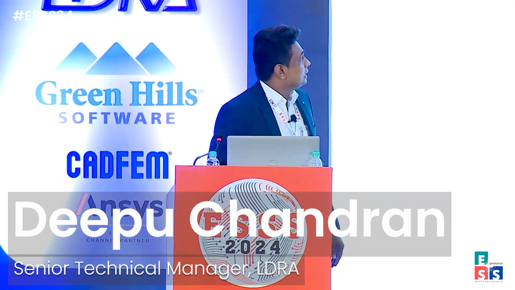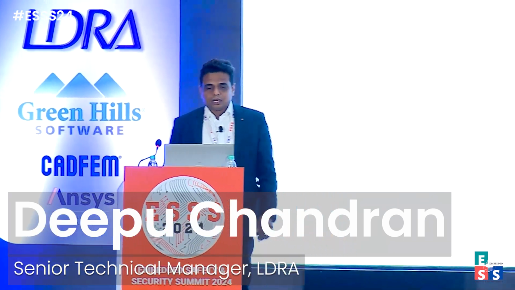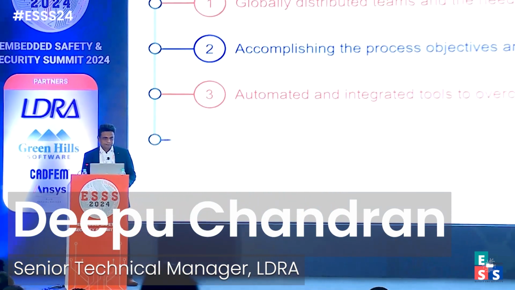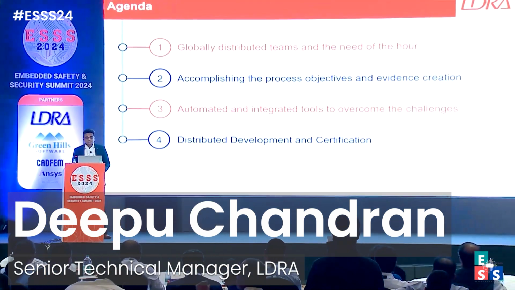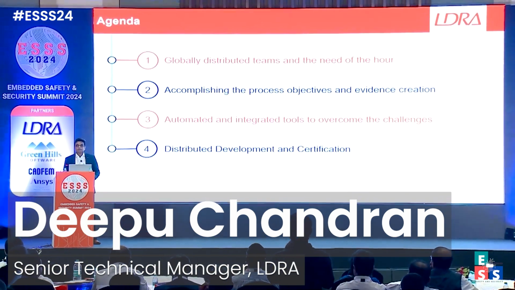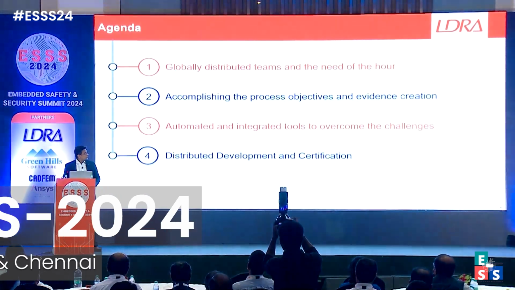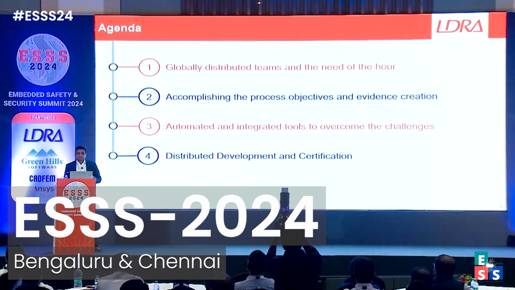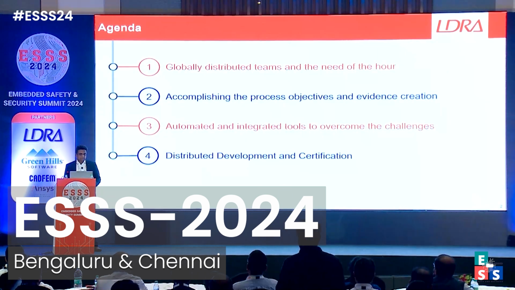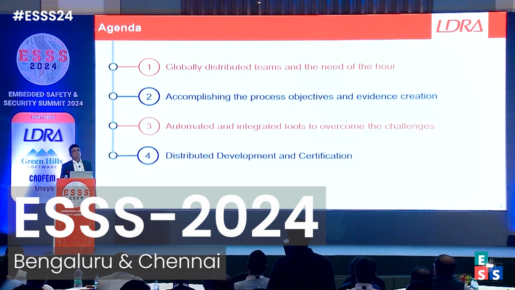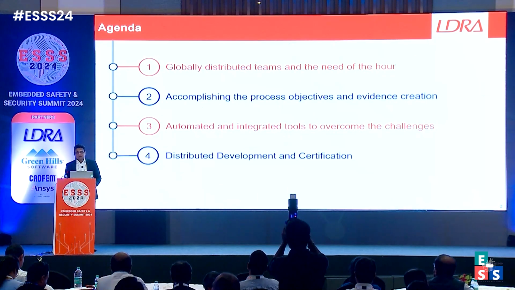So what I'm going to discuss is, let's have a glance of areas which I'm going to cover today. We will talk about globally distributed teams and the need for them from a verification and validation point of view. And how do we accomplish the process activities, and how do we generate the evidence for certification? How automated tools are going to help to overcome the challenges for process standards. And dealing with distributed teams, how LDRA tool suite's new features and facilities help you to enable certification.